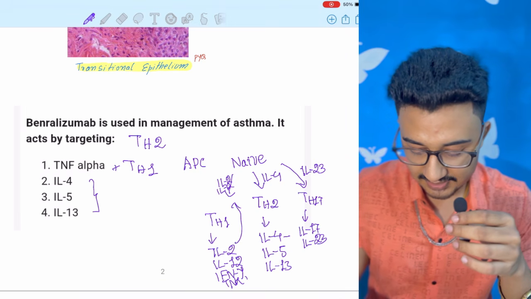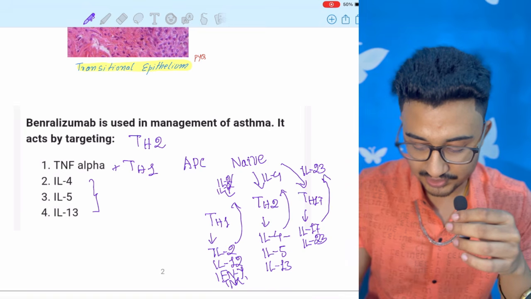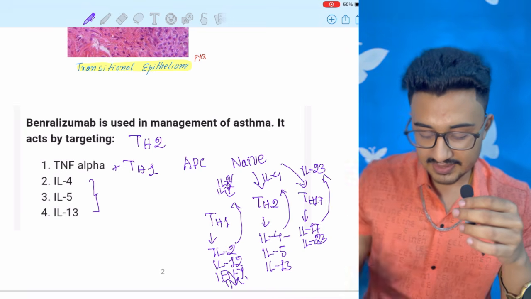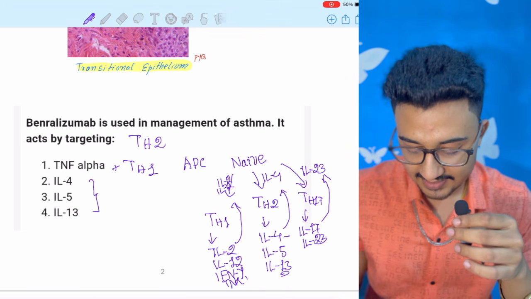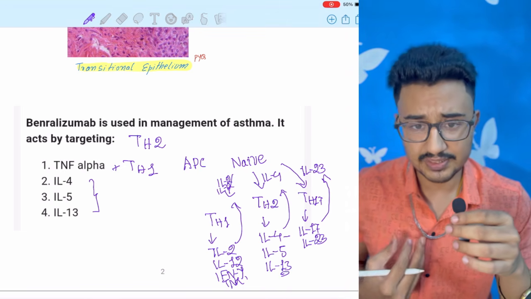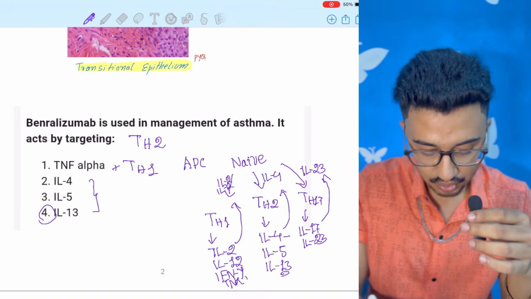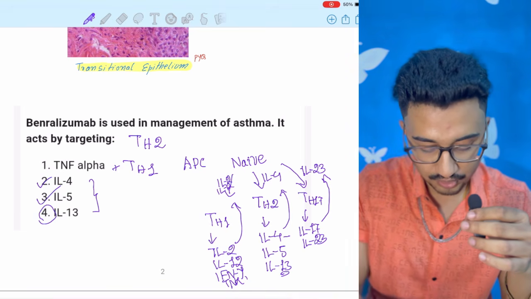All the interleukins have feedback regulation, and they have positive feedback. In this case, we know IL-13 is associated with mucus, so targeting mucus is not that useful in asthma. Okay, so it is either IL-4 or IL-5.